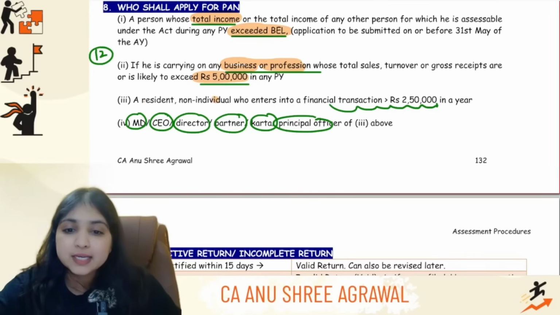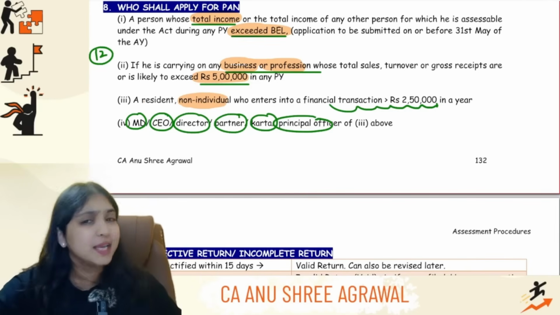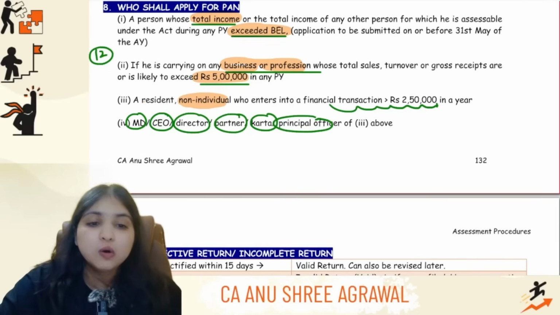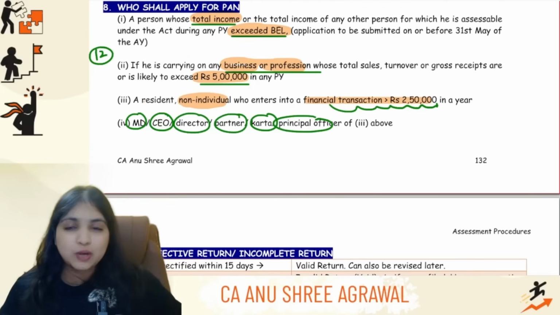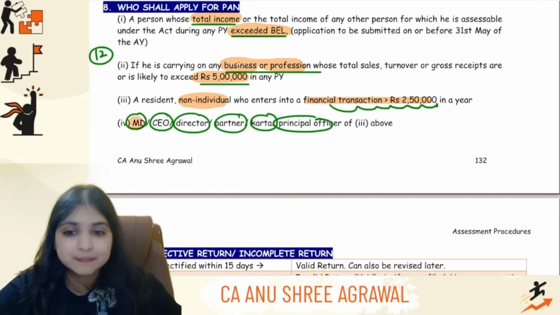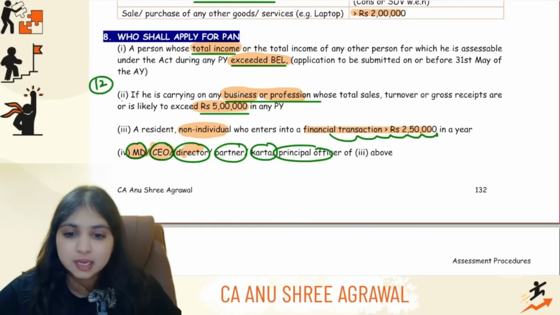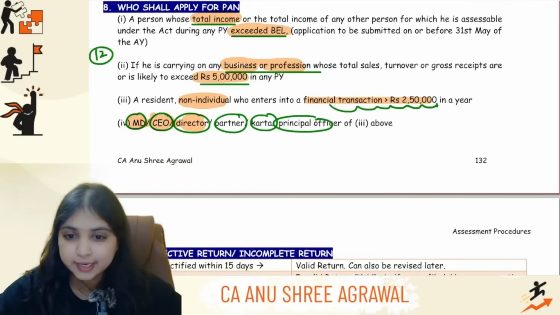Third and fourth point are interconnected. Let's say I have a resident HUF or a resident company or a resident firm or resident AOP, basically any resident who is not an individual, who is having financial transactions more than 2,50,000. That person has to get PAN. Now that entity's MD, like for example, if it's a resident company, then that resident company's MD, CEO, director, they have to also get a PAN.